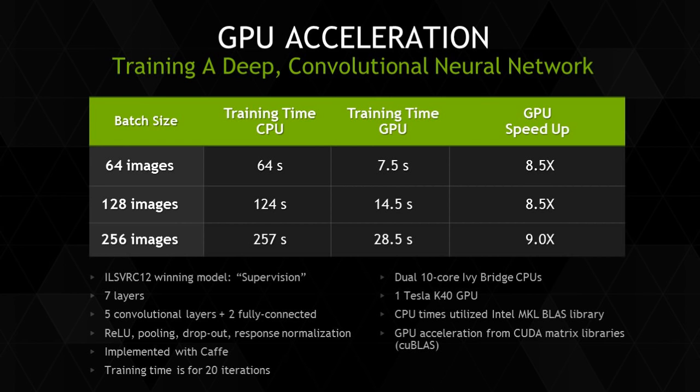The three examples we see here of 64 images, 128 images, and 256 images refer to a parameter that you have when you train these networks, as to how many images you feed through the network at once. Choosing that parameter is a trade-off between speed of training and the memory usage of the network. But we found a fairly consistent GPU speed up despite that parameter choice.